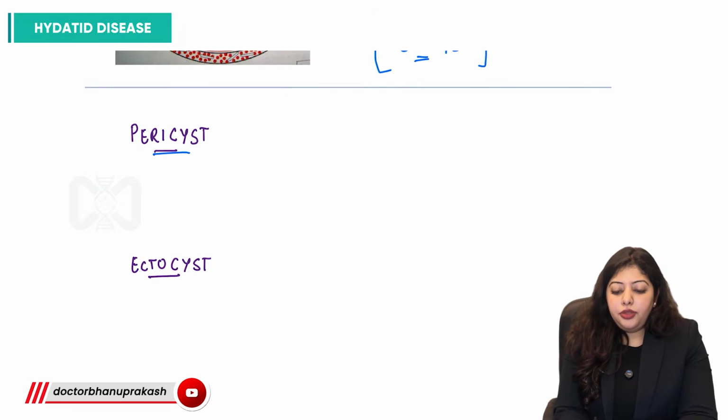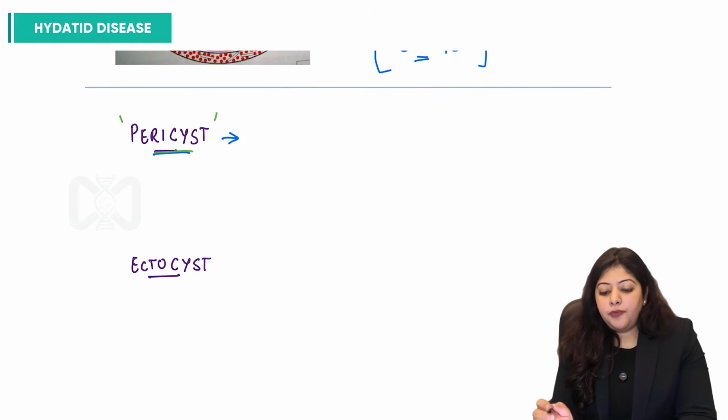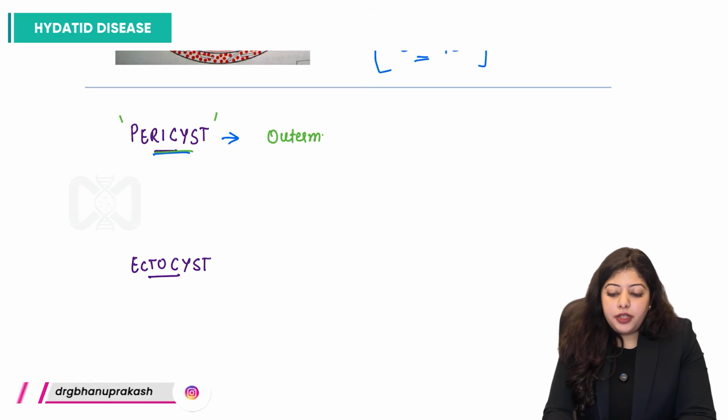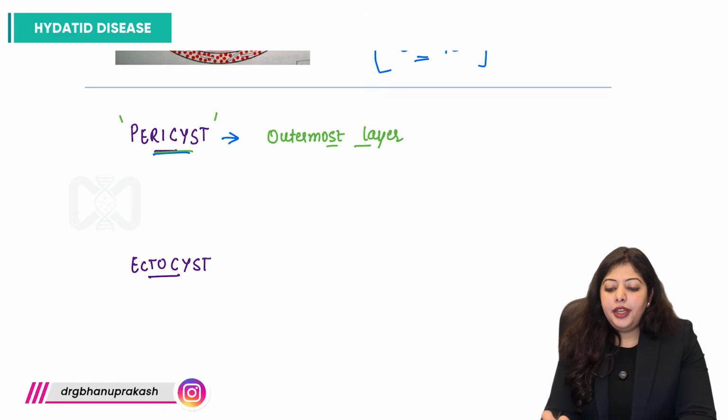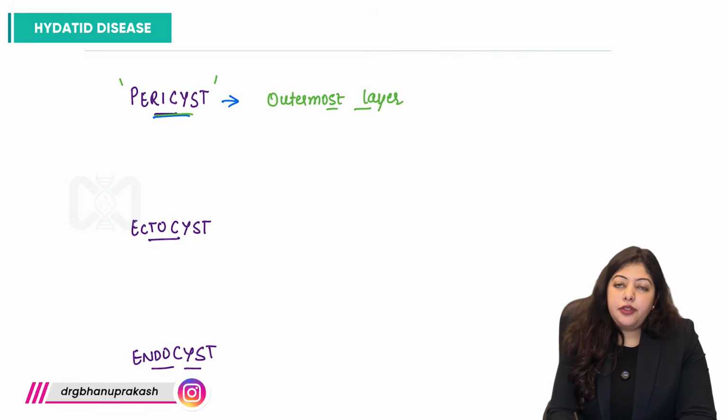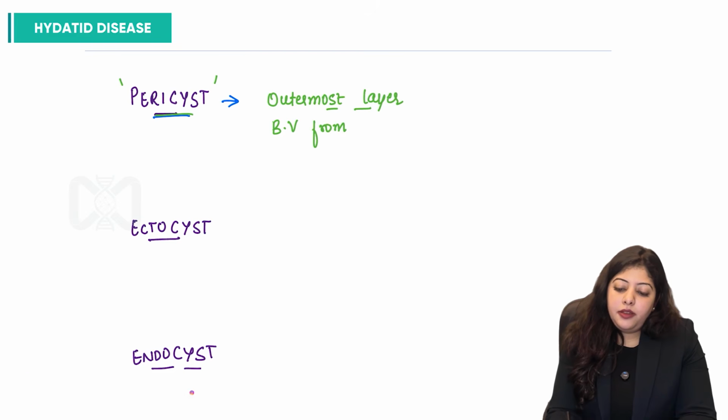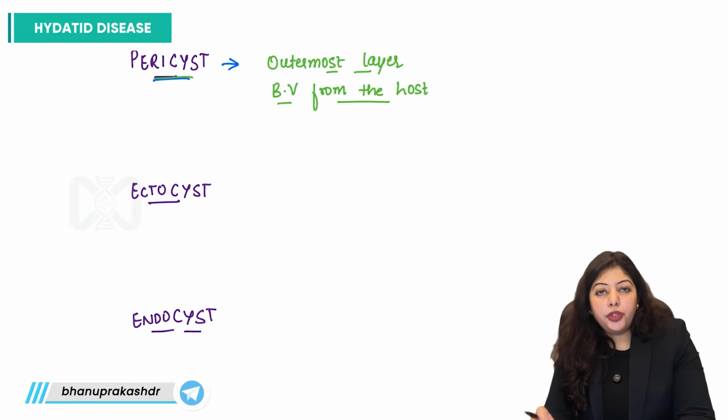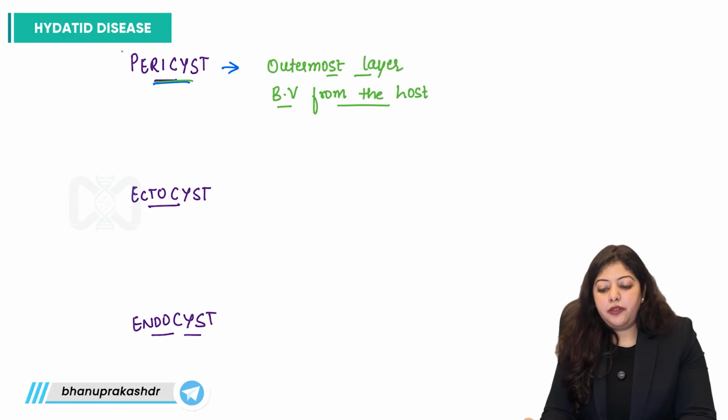So now let us get into the details of the composition of these layers. Pericyst, we have already discussed, it is the outermost layer, right? And it derives its blood vessels, or blood supply, from the host, or the human host, right?